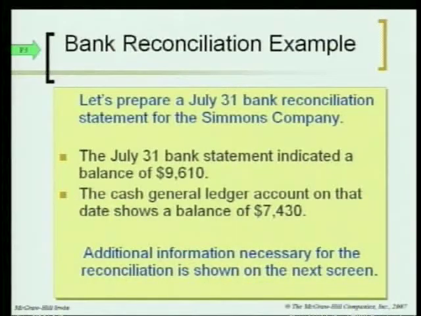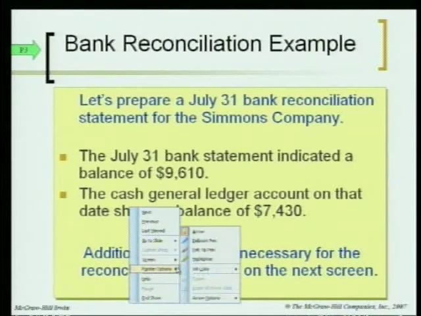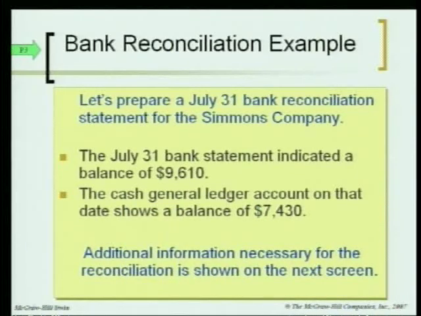Let's look at an example real quick. Let's do a July 31 bank rec for the Simmons Company. Now, the July 31 bank statement indicates a balance of $96.10. The bank says we have $96.10 at July 31. We look at our books or at our general ledger and it says we have $74.30. Well, those numbers aren't the same, are they? We need to reconcile them.